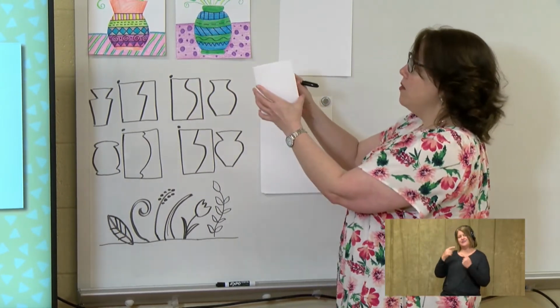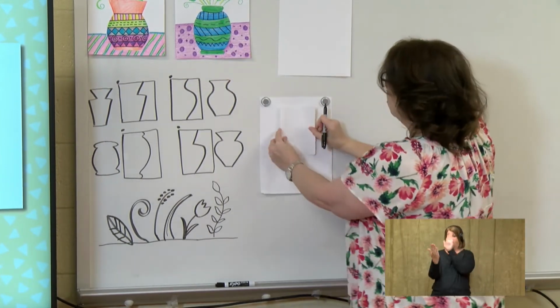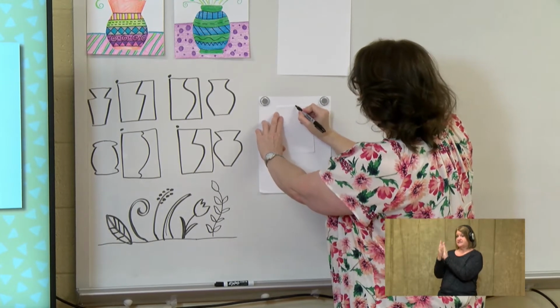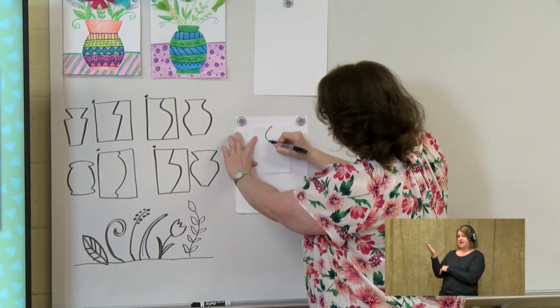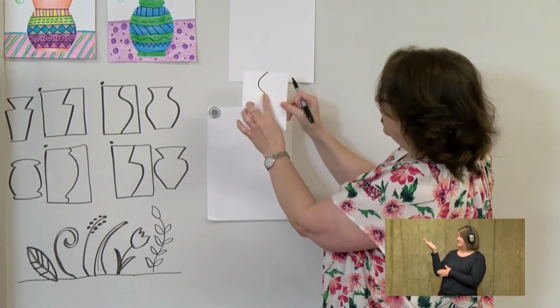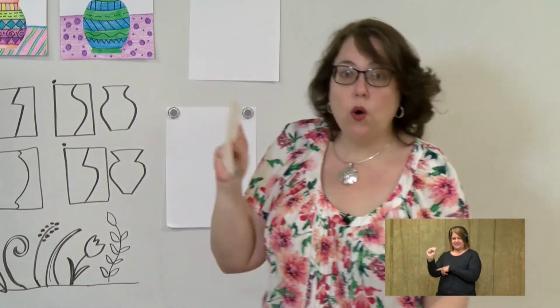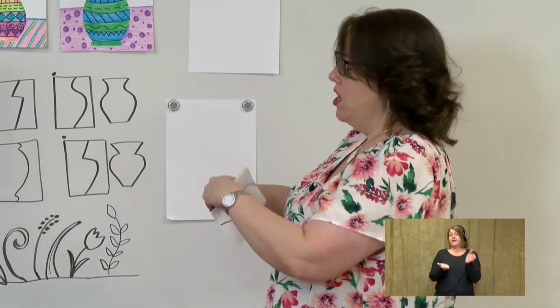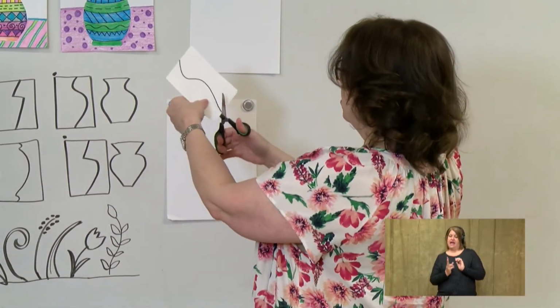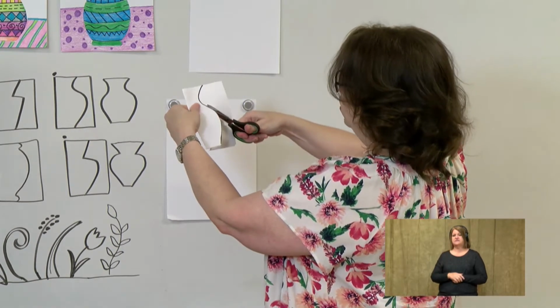So here's my little half sheet of paper that I folded in half. Here's the folded line. So I'm going to put it on here, and I'm going to do a wavy vase, just like that. So I drew a wavy line, looks kind of like an S. Now I'm going to keep my paper folded in half, and I'm going to cut on my line. So just cut on your little pencil line with your paper folded.